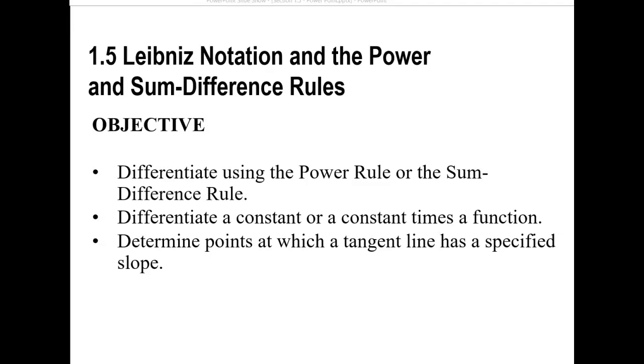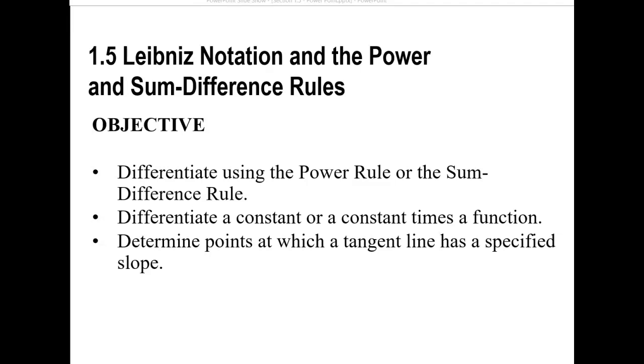This video covers section 1.5 on what we call Leibniz notation and the power and sum difference rules. These are all rules and notation regarding finding derivatives. So we're going to start learning shortcuts to finding slope of the tangent line formulas rather than having to use our limit definition that we used in section 1.4.